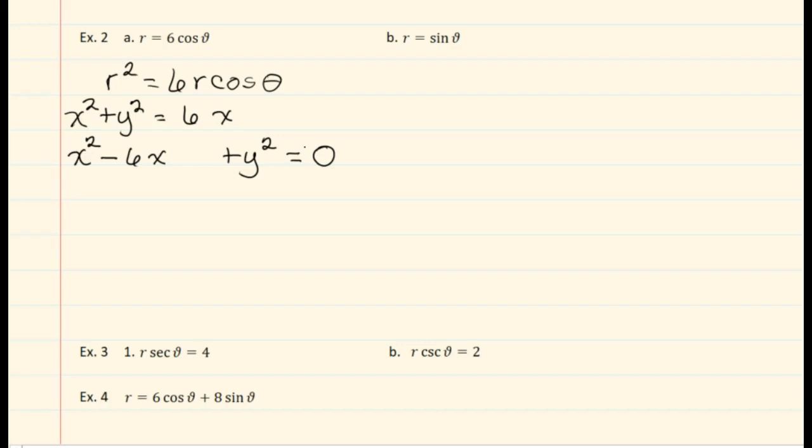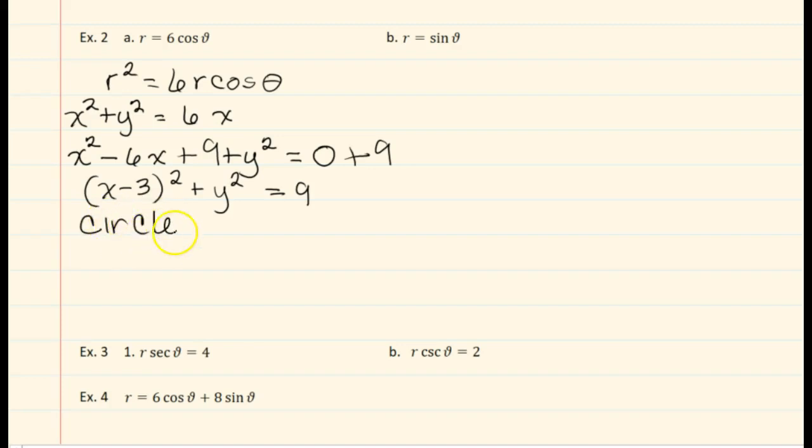I did this so that we can complete the square for the x's. This should remind you of the review where we completed the square for y = x² − 6x. So we need to add 9 to both sides of our equation. Let's factor the perfect square trinomial into (x − 3)² + y² = 9. This equation should resemble the equation of a circle with the center at (3, 0) and the radius of 3. So r = 6 cos θ is the equation of a circle (x − 3)² + y² = 9.